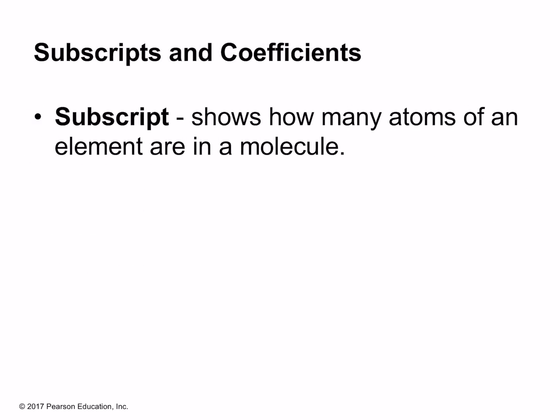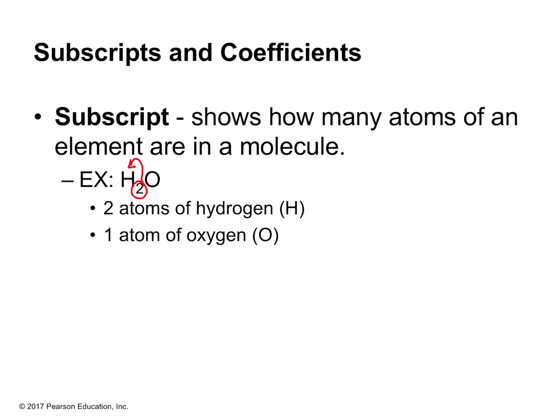So we have other things. Subscripts show how many atoms of an element there are in a molecule. If we take water as our example, water has 2 atoms of hydrogen, because there's a 2 here. This 2 tells you there's 2 hydrogens. And there's only 1 oxygen because there's nothing here, so that's an imaginary 1. So 2 hydrogens, 1 oxygen. These are called subscripts, the numbers at the bottom.